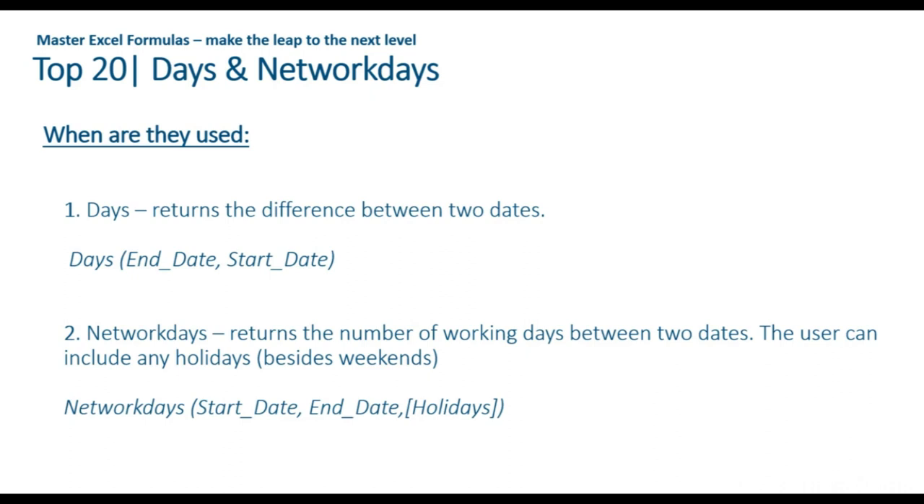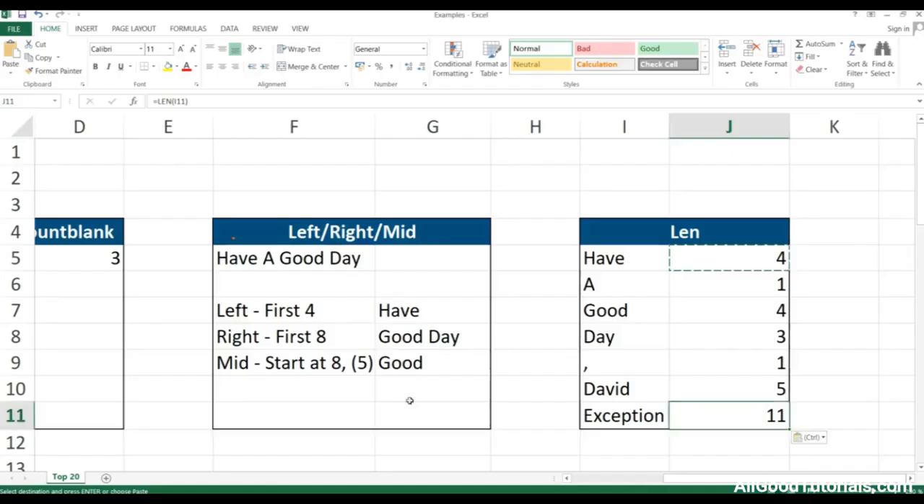These 2 formulas are quite useful. So when are they used? Days is used to return the difference between 2 specific dates. The structure of the formula suggests that we start with the end date and then we enter the start date as well, whereas network days returns the number of working days between 2 dates. The user, of course, can include any holidays besides the weekends. The holidays part is optional, so that's why I've put that in squared brackets.